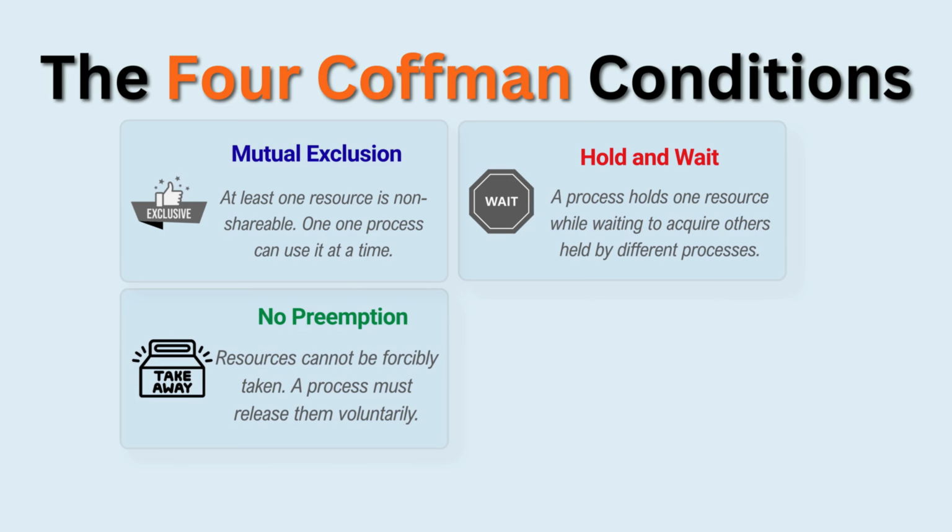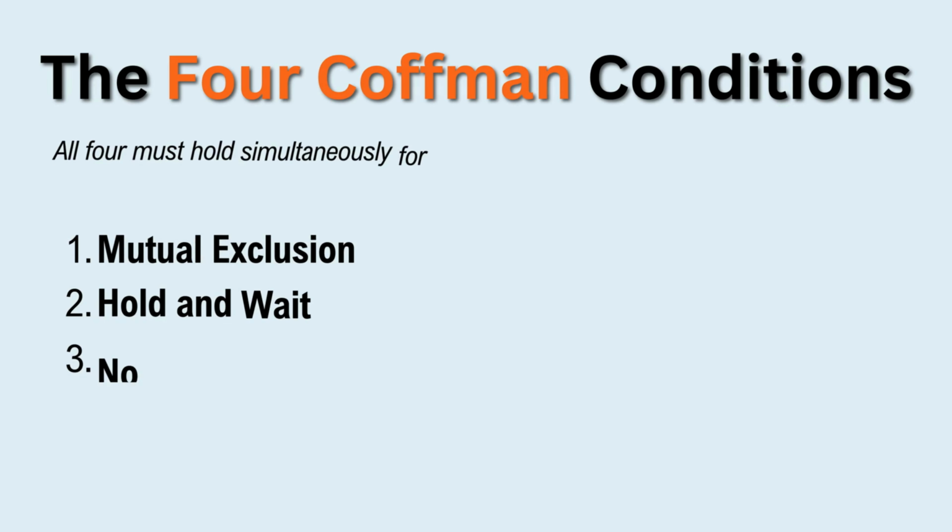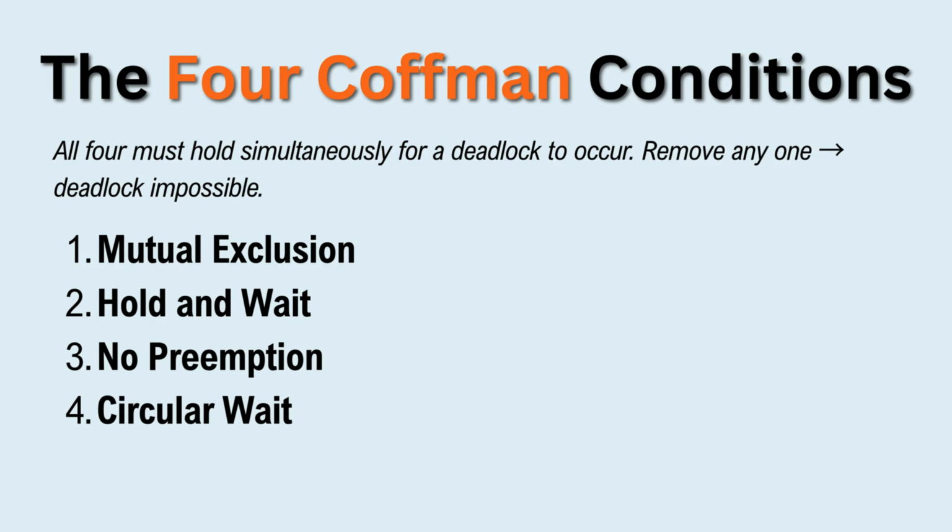Third, no preemption. Resources cannot be forcibly taken away from a process. A process must voluntarily release them when it is done. And fourth, circular wait. There must be a circular chain of processes. P1 waits for P2, P2 waits for P3, all the way back to Pn waiting for P1. Remove any one of these and deadlock cannot occur. If all 4 are present, then you are at risk of a deadlock.